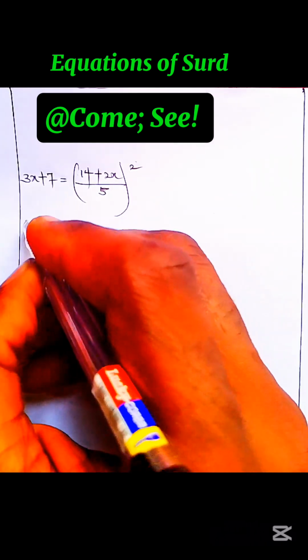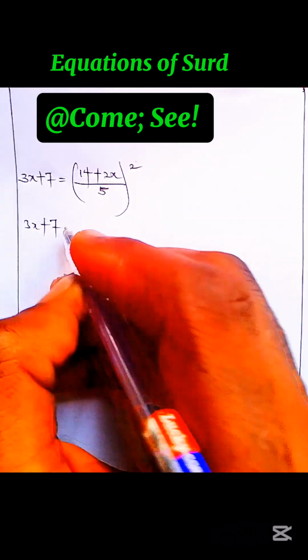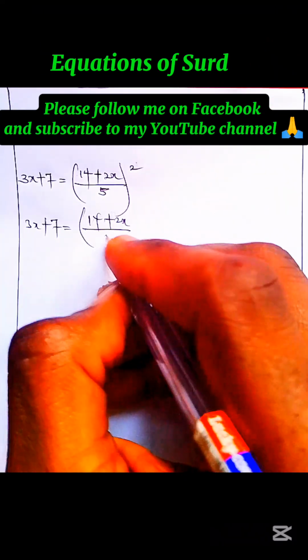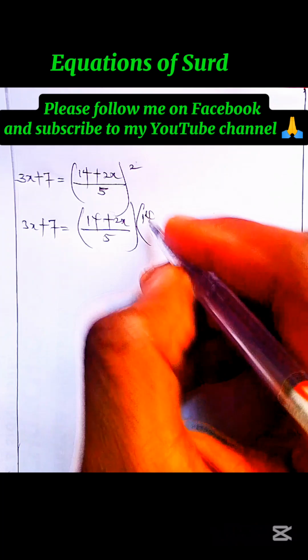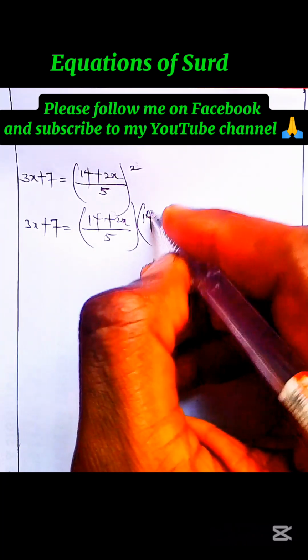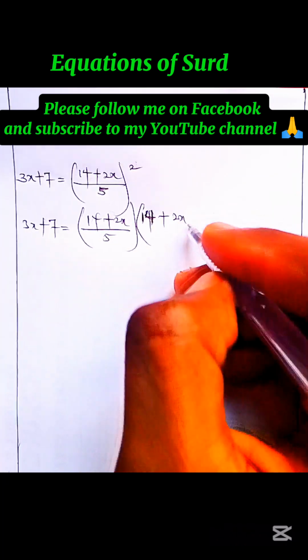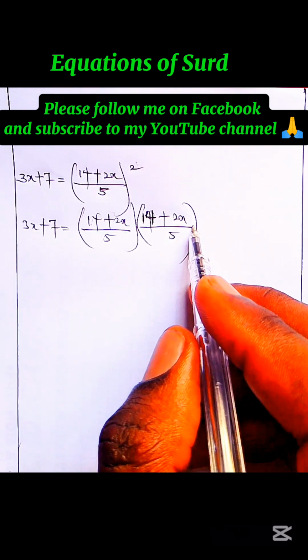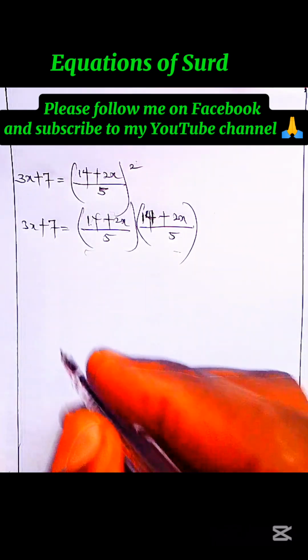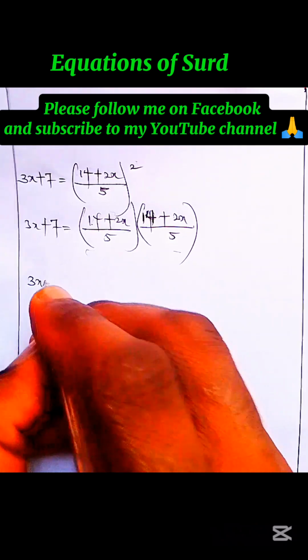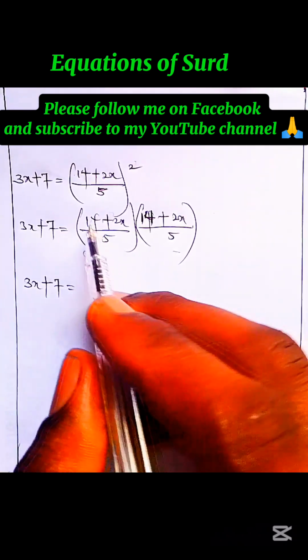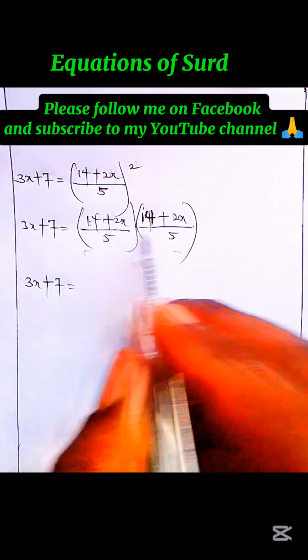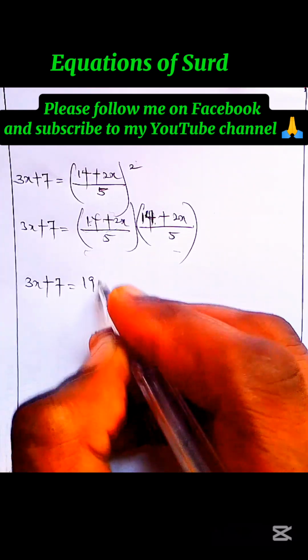So that will be 3x plus 7 equals 14 plus 2x over 5 times this, it is a square, we're doing it 2 times, 14 plus 2x over 5. So we're going to multiply all the numerators and then the denominators. So that will be 3x plus 7 equals, so we're expanding, 14 times 14 is 196.